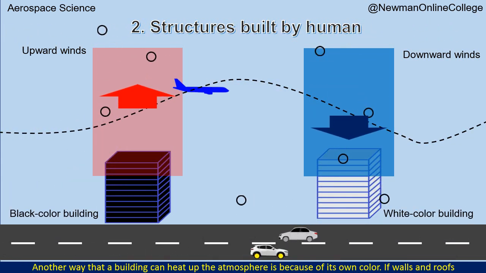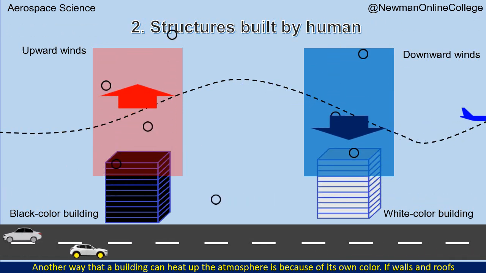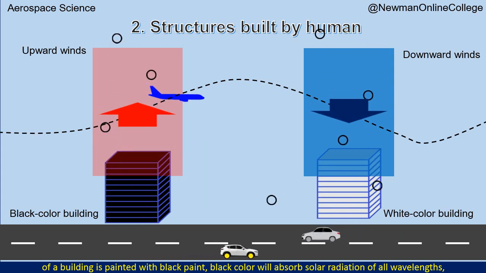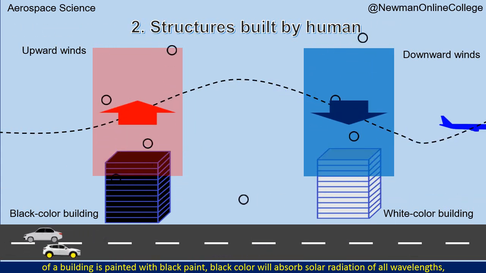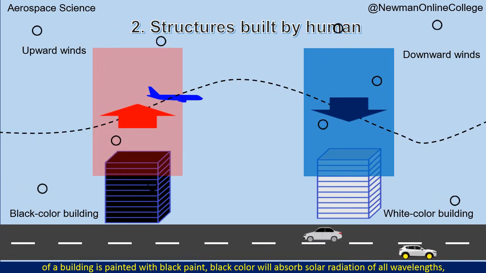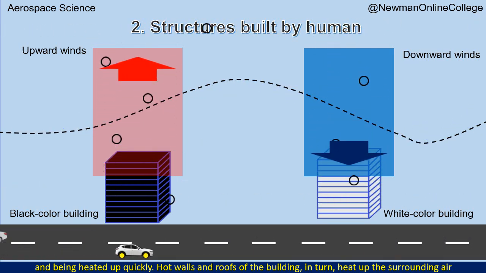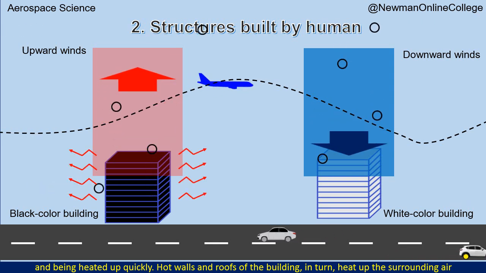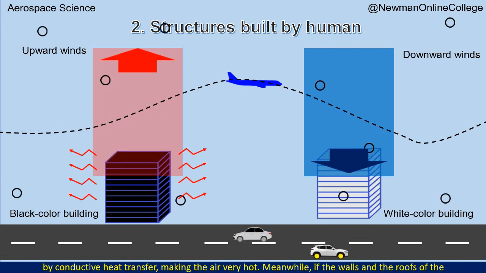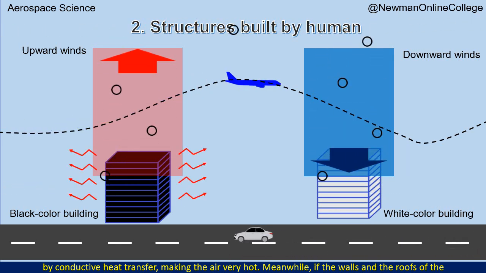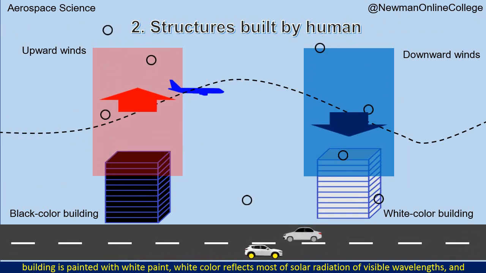Another way that a building can heat up the atmosphere is because of its own color. If walls and roofs of a building are painted with black paint, black color will absorb solar radiation of all wavelengths, and be heated up quickly. Hot walls and roofs of the building, in turn, heat up the surrounding air by conductive heat transfer, making the air very hot.